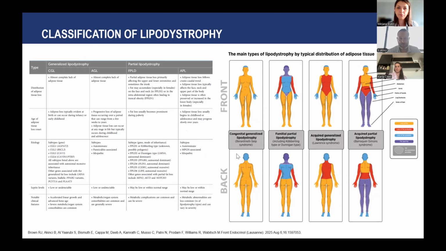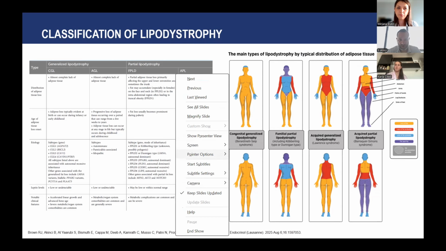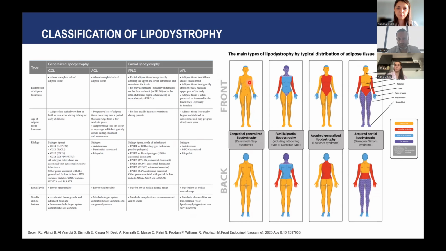So if you look at this picture, and maybe I can use my pointer. Let's see, there we go. For example, here, there's a typical case of congenital generalized lipodystrophy, which means there is near total body fat loss, and it is congenital. It is caused by a genetic mutation. As you can see, almost everywhere in the body, fat is lost. There are some very small areas where a little bit of fat can be protected depending on the subtype.